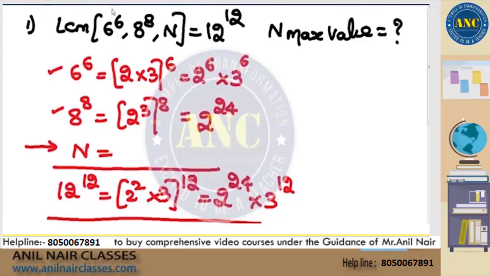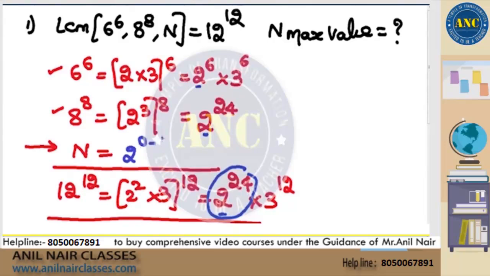This is where the conceptual clarity on LCM is very important. LCM always takes the highest power of the given prime bases. In the answer, it is given 2 power 24. This should be the highest among the three numbers. 2 power 6 is not 2 power 24. 2 power 24 is already present in the second number.